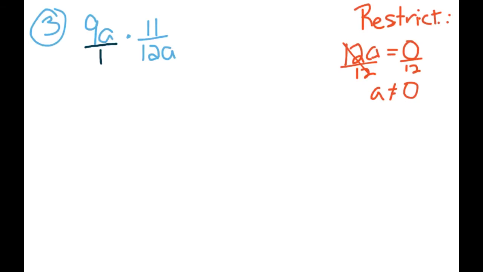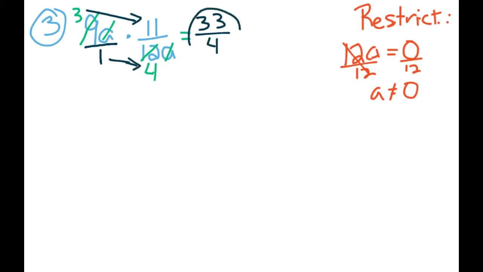Okay. Now I'm going to reduce anything I can. I have an a up top and an a on bottom. I'm also noticing that I've got 9 on top and 12 on bottom. Now 3 will go into both of those. So 3 will go into 9 3 times. 3 will go into 12 4 times. So now I'm going to multiply straight across. 3 times 11 is 33. And 1 times 4 is 4. There's no a left. This is my final answer, and this is my restriction.